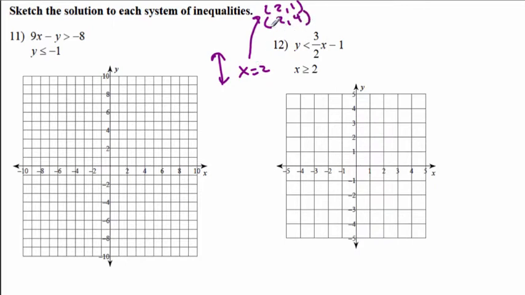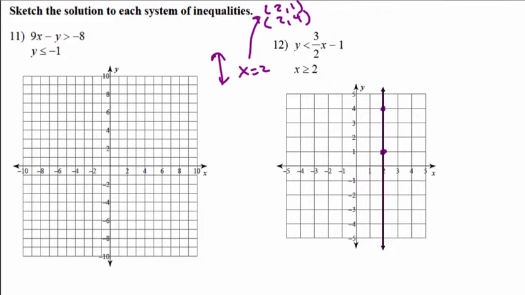They both have an x of 2. You're like, what's that got to do with anything? Well, let's plot them. 2, 1, 2, 4. Do you see the line that's formed? Okay, so that's the line x equals 2. But this is x is greater than or equal to 2. So we're going to have to keep a solid line because it's also equal to.